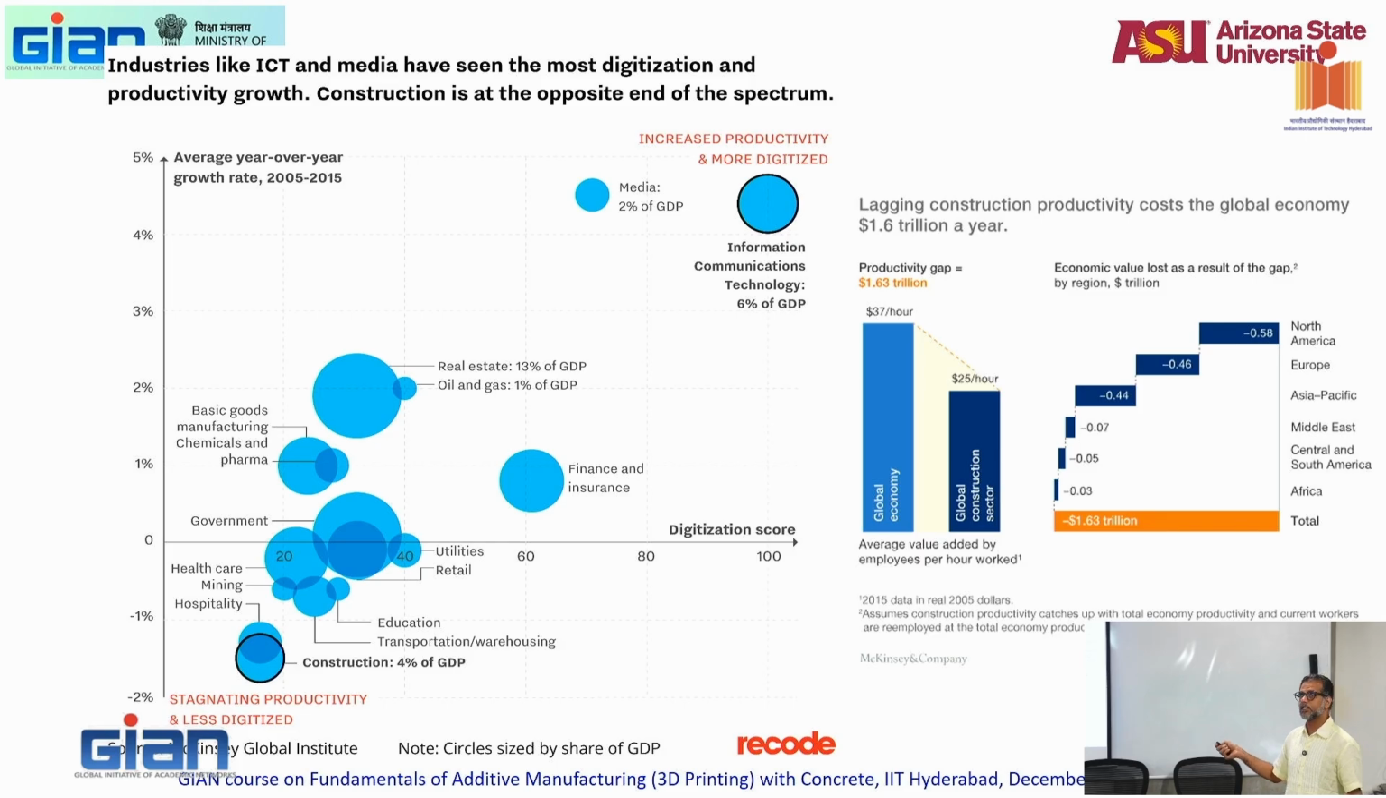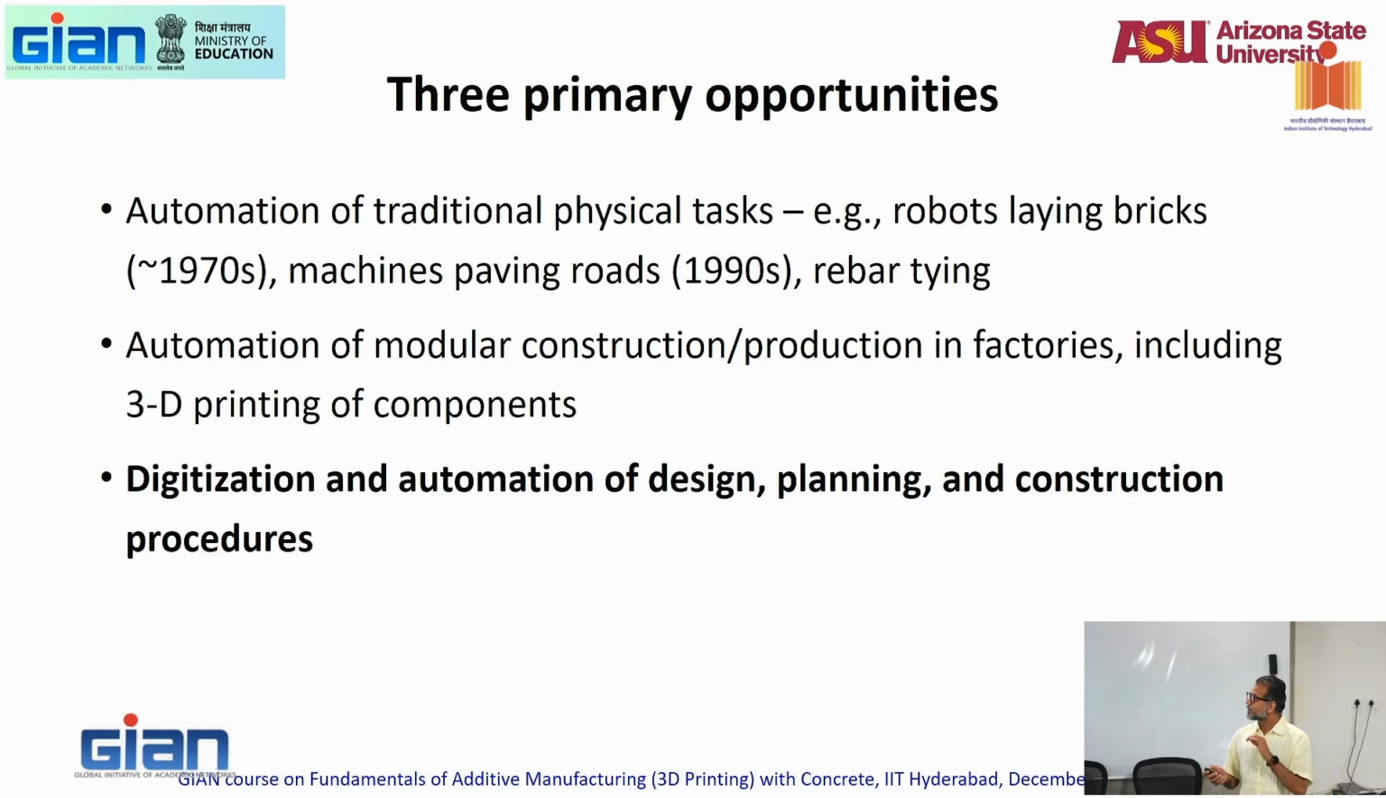Lagging construction productivity costs the global economy $1.6 trillion a year. Can we correct some of that? These numbers are driven mostly by North American numbers. So there are three primary opportunities in digitization generally. First, automation of traditional physical tasks, like I talked about earlier, robots laying bricks. In the 1970s, it was done. Machines paving roads: every road is paved by a paver, right? On massive highway developments now, concrete paving machines and asphalt paving machines do the paving. People don't pave it anymore. It's automated already.